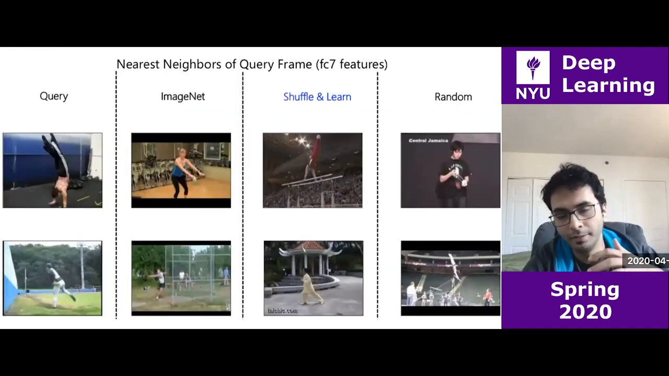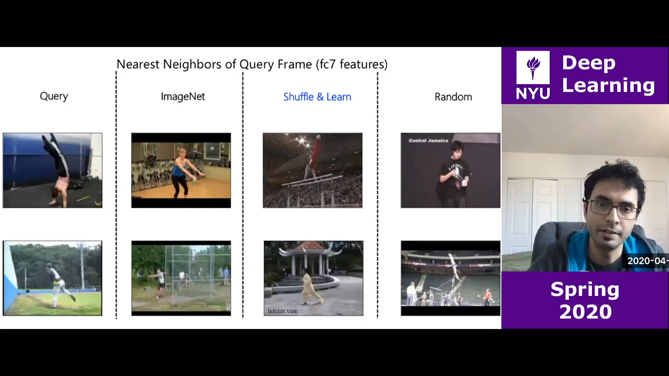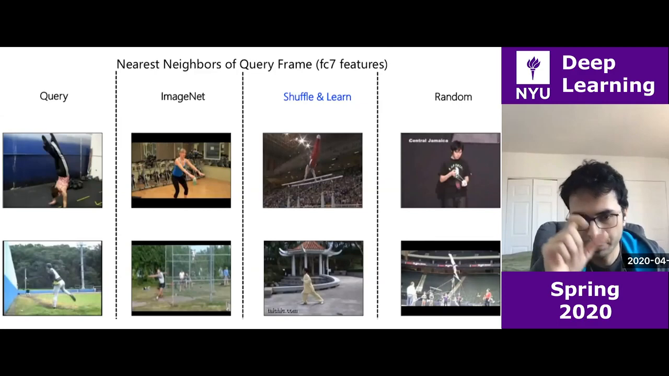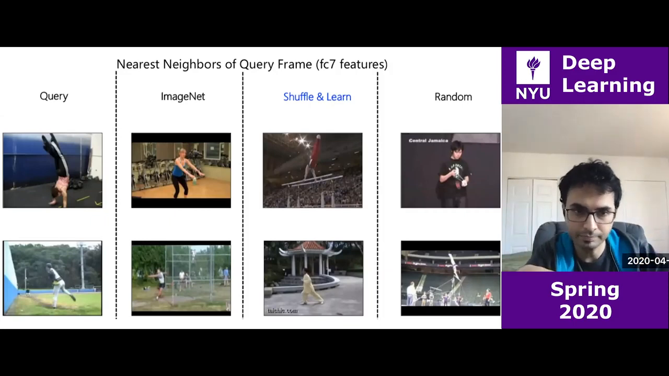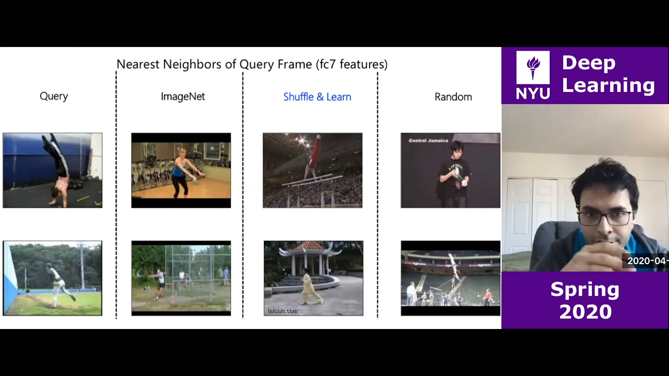So again, like I had mentioned earlier, nearest neighbor is sort of a good way to visualize what these networks are learning. So we followed prior work, and we basically looked at the nearest neighbors of frames. So on the left-hand side, you have a query frame. You feed forward that frame, you get a feature, and then you basically look at the nearest neighbors in that feature representation. So we'll do that for ImageNet, shuffle and learn, and then random features. So what you observe is there's sort of a very stark difference between what ImageNet, shuffle, and random give you.